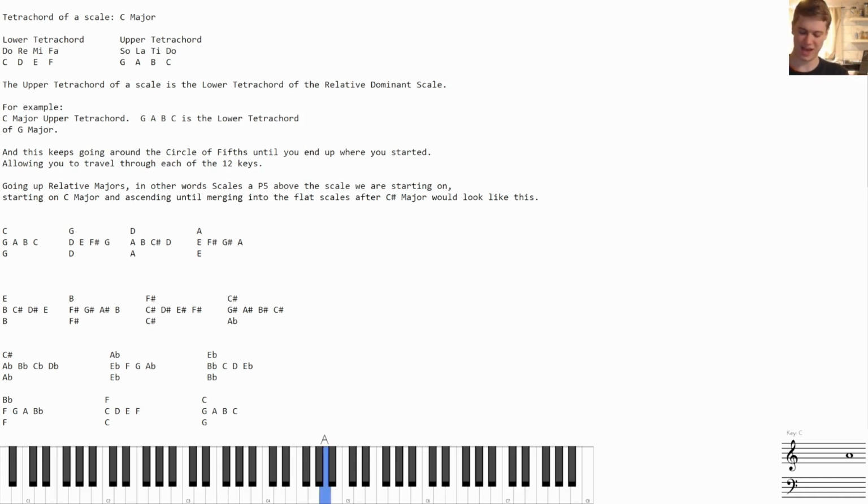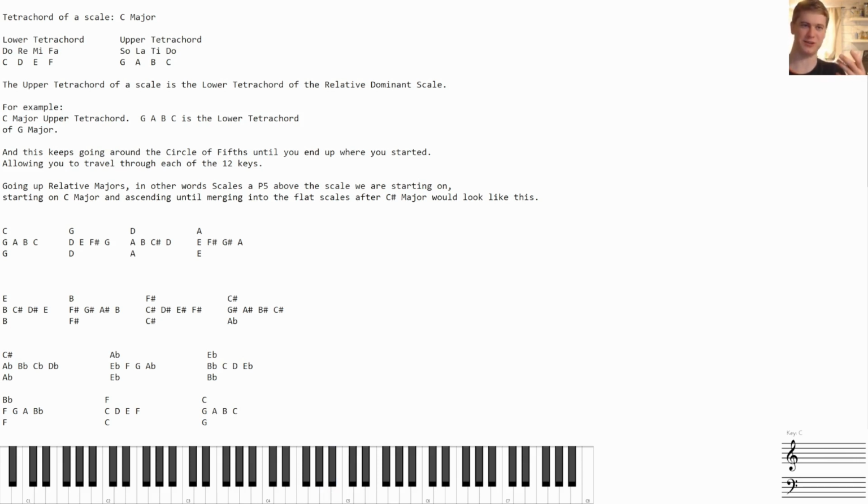So we have G, A, B, C. The interesting part is your upper tetrachord is the lower tetrachord of your relative dominant scale. So I just did the upper tetrachord of C major, G, A, B, C. And if we think of the lower tetrachord, or in other words, the lower four notes of a G major scale, we have G, A, B, C. So as you can see, this already adds some interesting perspective here.